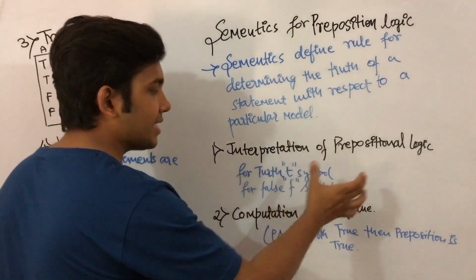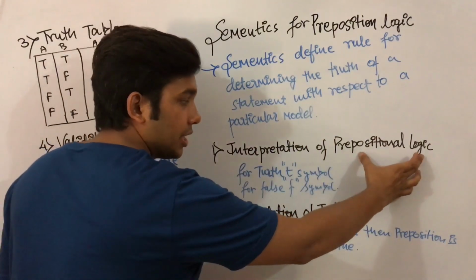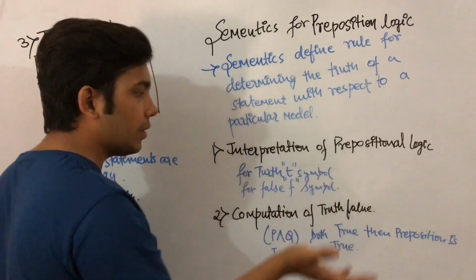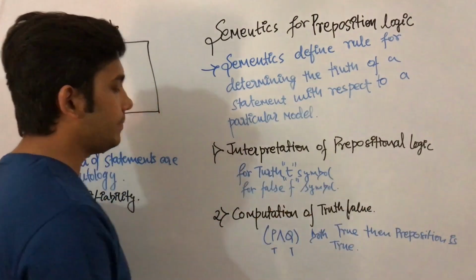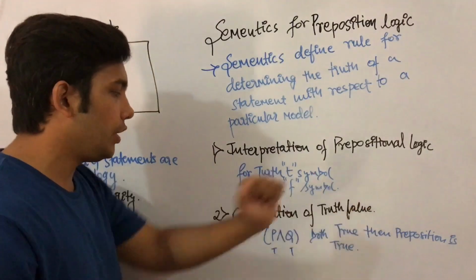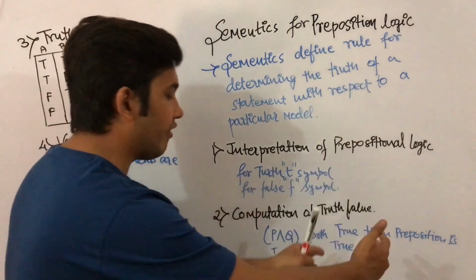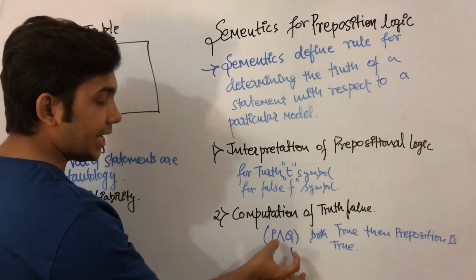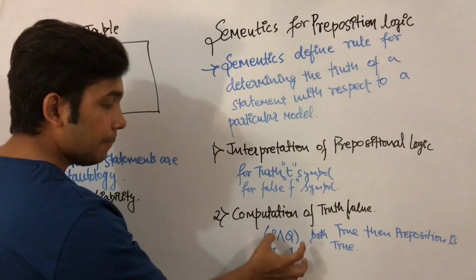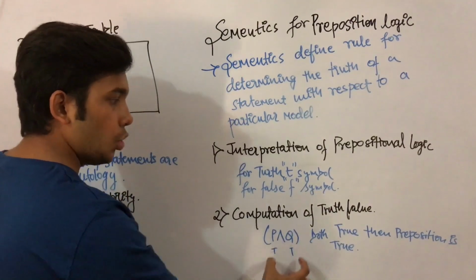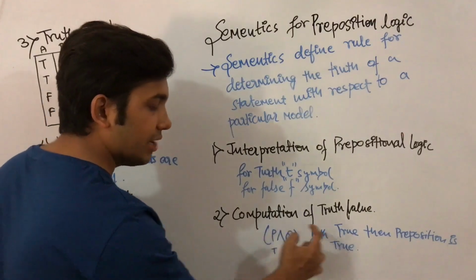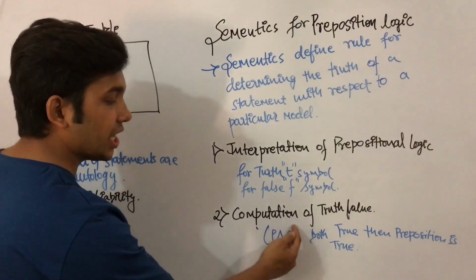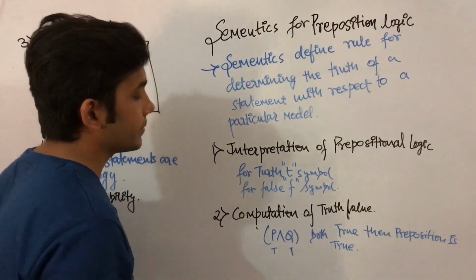So how are we going to represent it, or what is the interpretation of a propositional logic? For any true statement, T value will be given, or for any false statement, F value will be given. Computation of truth value. So how are we going to compute this truth value? Suppose there are two statements, P and Q, and we are taking the connective AND, P and Q. If both P and Q are true, then this complete proposition will give the result true. Or suppose if one of the statements is false, then this proposition is going to give the result false.